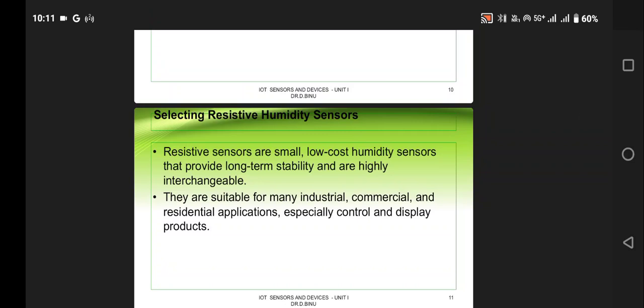How to select resistive humidity sensors? Resistive sensors are small, low-cost humidity sensors that provide long-term stability and are highly interchangeable. They are suitable for many industrial, commercial, and residential applications, especially control and display products.